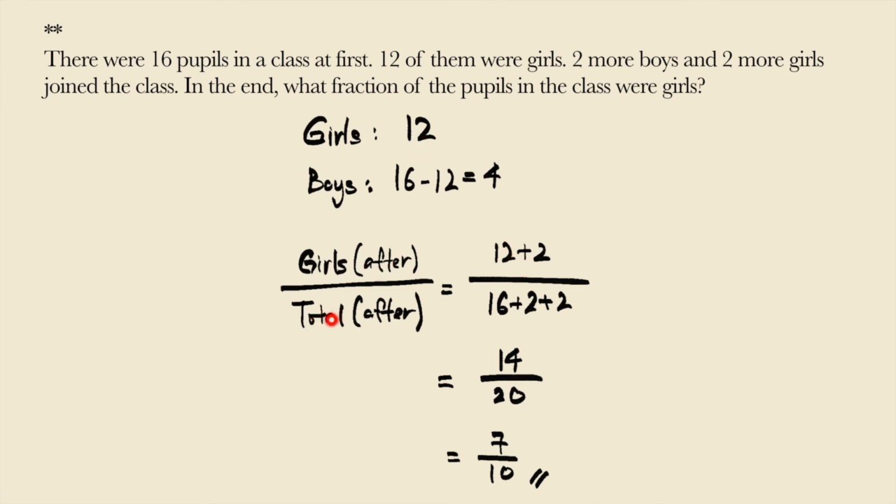What's the total after? Okay, it's 16 at first, right? But 2 boys, 2 girls joined, that's a total of 16 plus 2 plus 2. Okay, so what fraction of the pupils in the class? That means this right here is the new total, were girls, and that's the new number of girls. That's 14 over 20, simplify, 7 over 10.